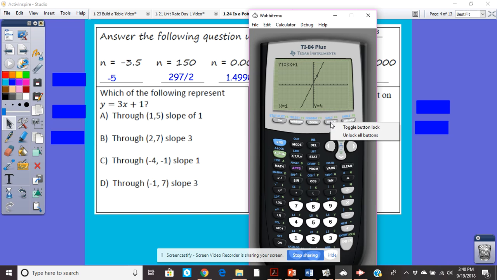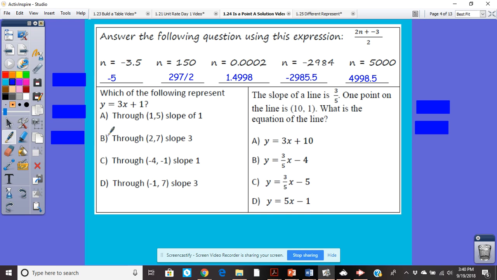So I can do it again and enter 2. And so when x is 2, y is 7. And then to check if the slope is 3, we'll just look at what number is tacked on to the x. So B is the correct answer.